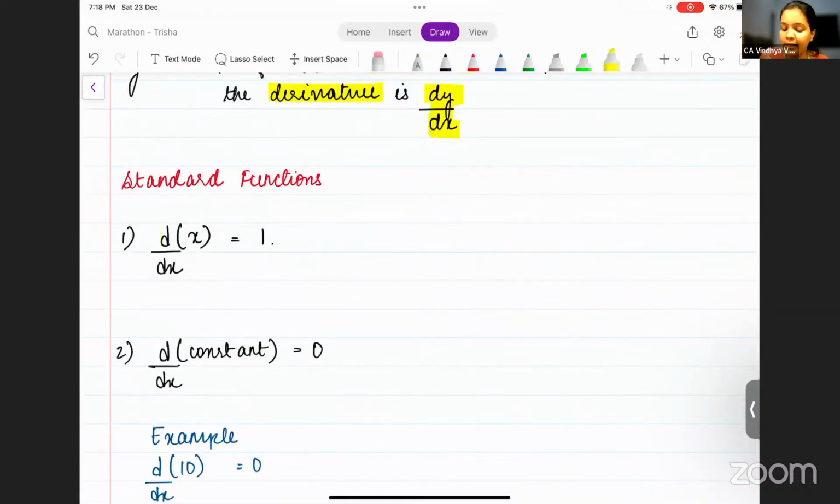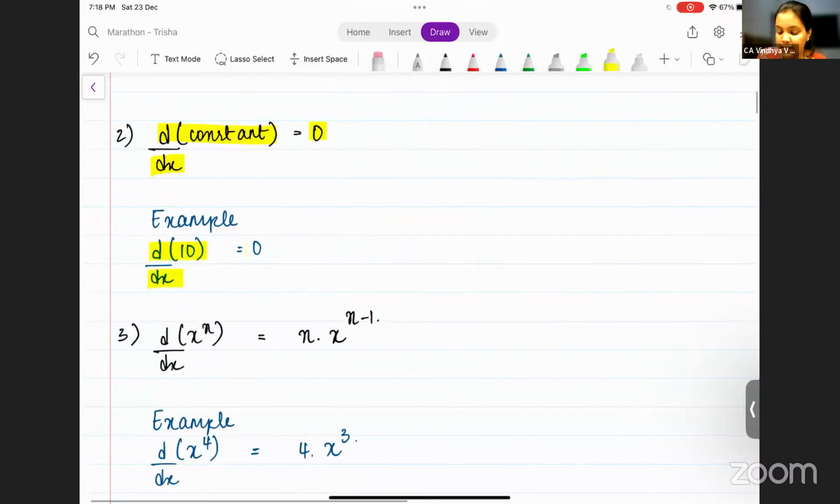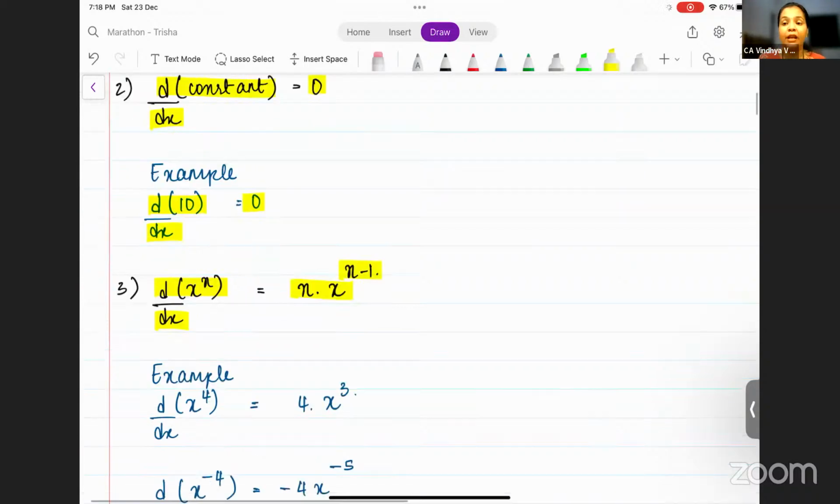Okay. So now what is the derivative of x? It is 1. What is the derivative of a constant? 0. Why? Because a constant does not change. Yes. Next. So the derivative of 10 is 0. What is the derivative of x to the power n? Now what is this x to the power n? The variable is x, n is the constant. So variable to the power constant. The derivative is n into x to the power n minus 1.